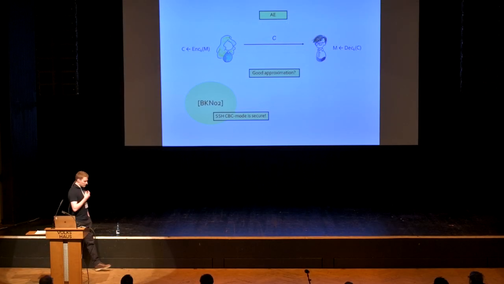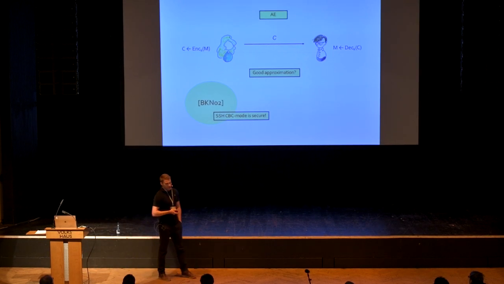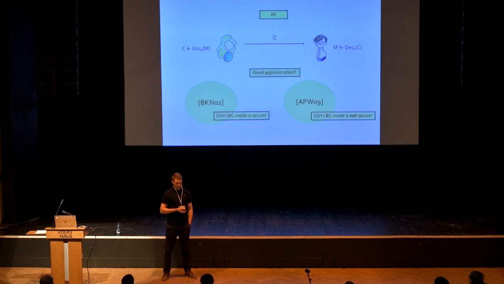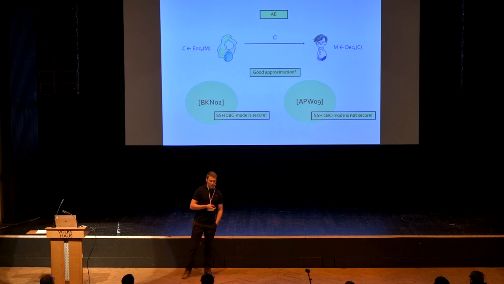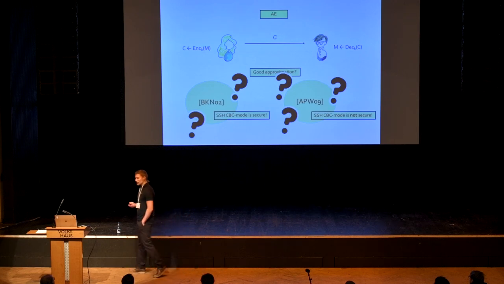In 2002, Bellare, Kohno, and Namprempre proved that CBC mode in SSH is secure. But then in 2009, Albrecht, Paterson, and Watson presented a plaintext recovery attack against CBC mode. So this is kind of odd. So how did this happen?